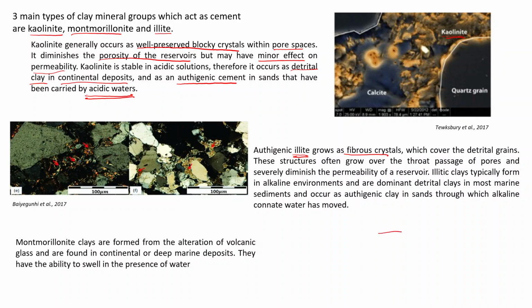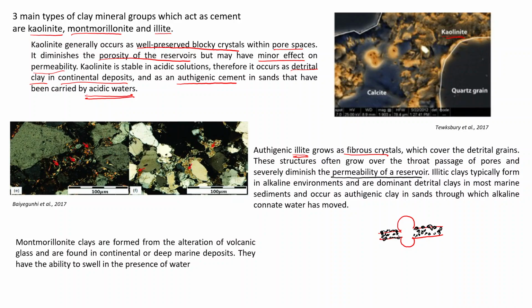As I had told you about the different types of pores, if we look at the catenary pores, they have these throats, and if illite cement starts growing over the throat of these pores, definitely this is not going to allow the passage of fluid from one pore to another, and it is definitely going to diminish the permeability of the reservoir.